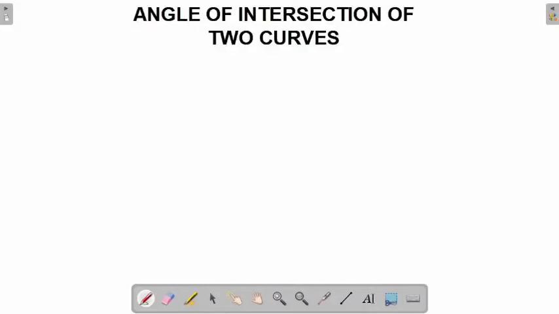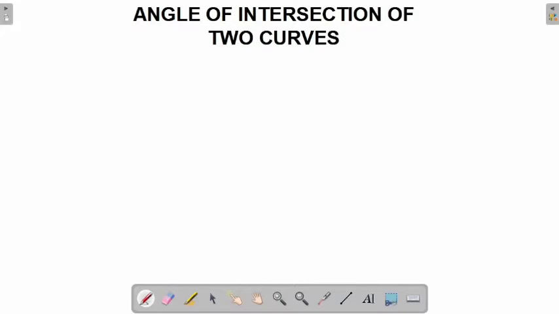Welcome back, dear students. Today will be the last class on tangents and normals from AOD. The main topic, and in fact the last topic of tangents and normals, is called the angle of intersection of two curves. As the name suggests, we are going to find the angle of intersection between two curves.